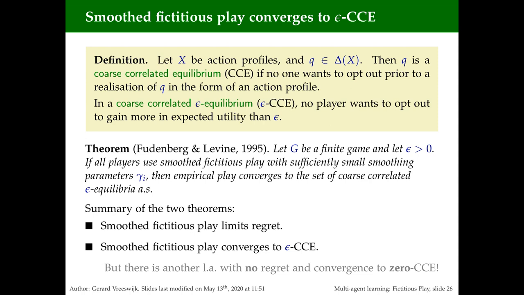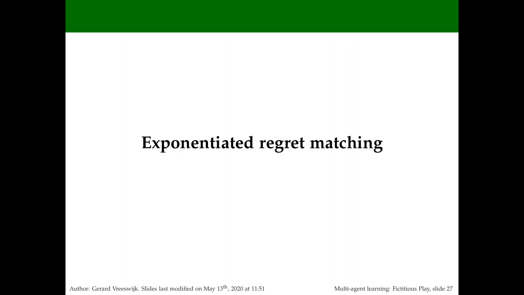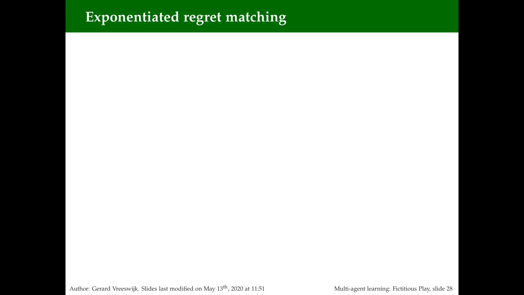Still, this is not the best we can do, because there is another learning algorithm with no regret and convergence to true coarse correlated equilibrium. And we will discuss that now. It's called exponentiated regret matching.